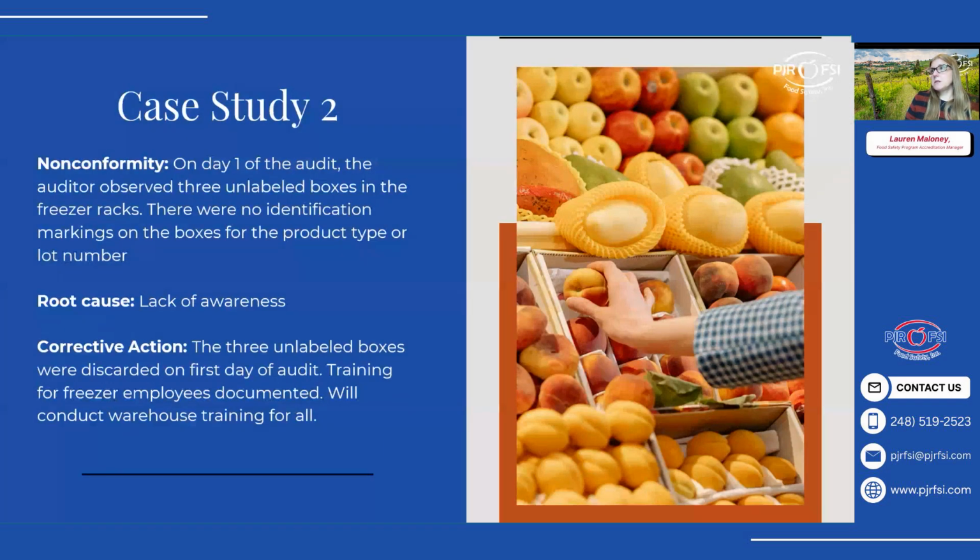All right, case study 2. The nonconformity is: on day 1 of the audit, observed 3 unlabeled boxes in the freezer racks. There were no identification markings on the boxes for the product type or lot number. Root cause: lack of awareness. Corrective action: the 3 unlabeled boxes were discarded on the first day. Training for freezer employees documented. Will conduct warehouse training for all. So a couple problems with that. We will look at case study number 2 revised.